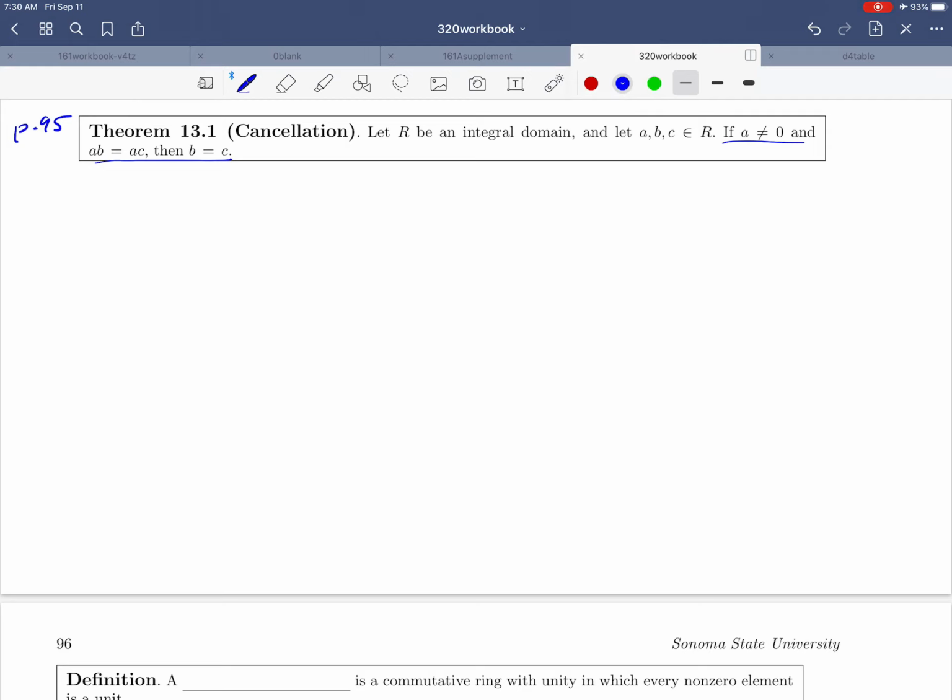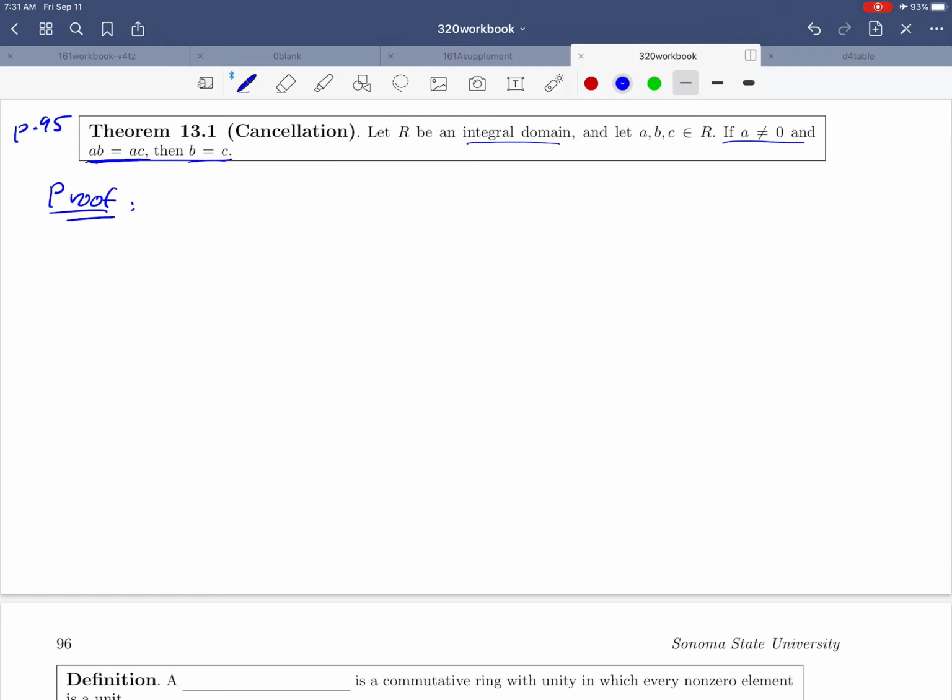of the chapter. Okay, so we're trying to prove this nice property that says that if you start with AB equals AC, then you can cancel the A provided that the A is not equal to 0. So it's this property that we'd like a ring to have. We're going to prove that every integral domain really does have that property. Okay, so let's see if we can do that.